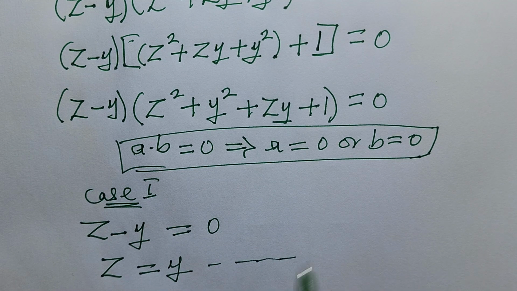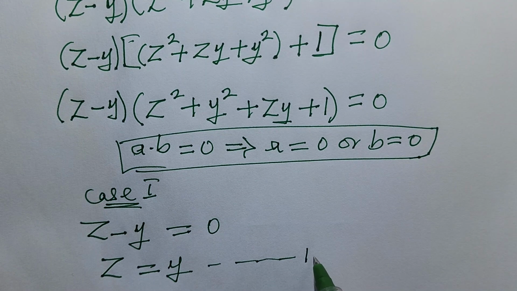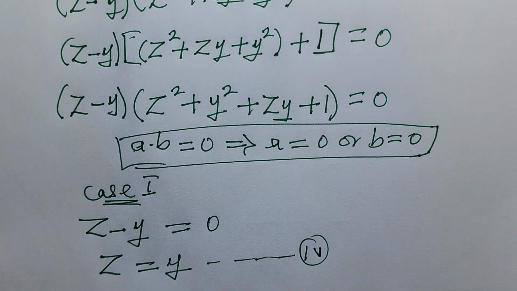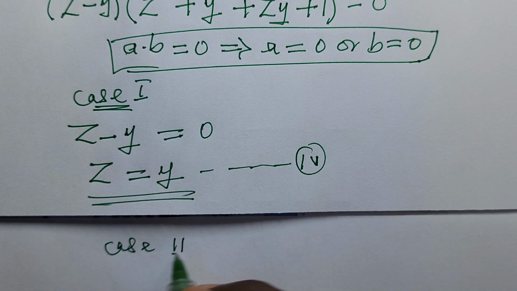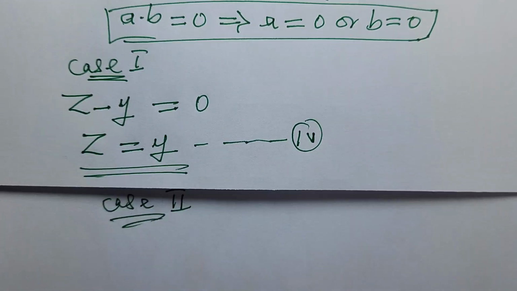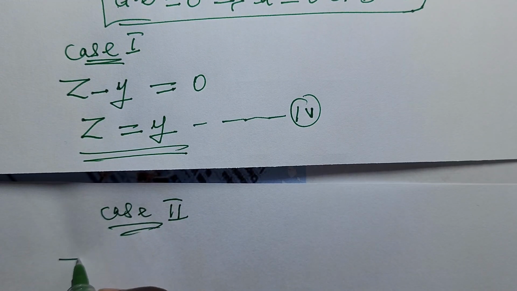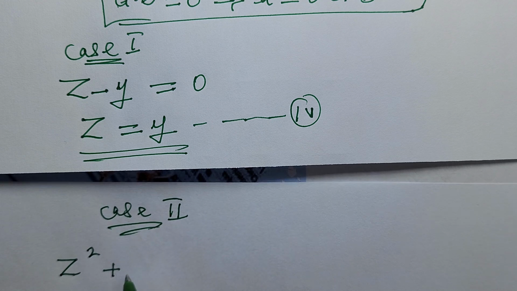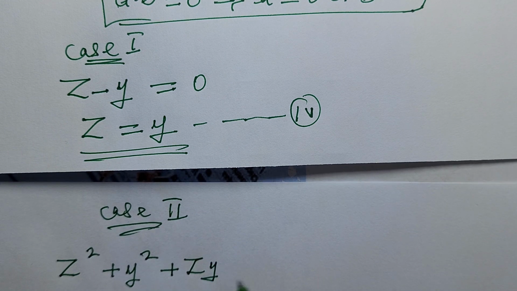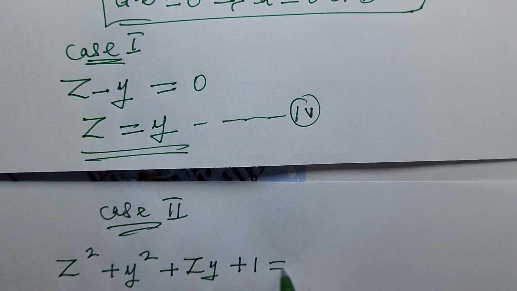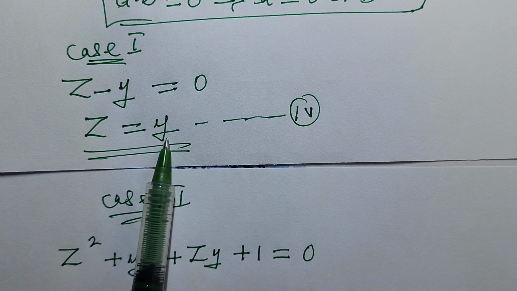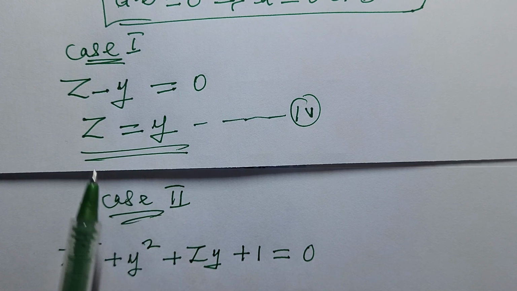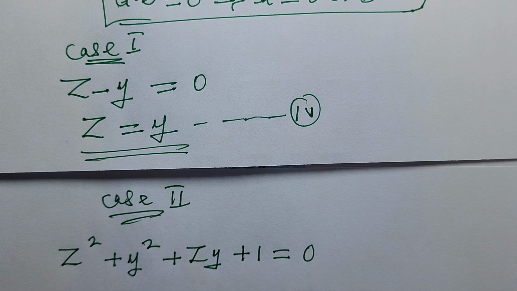Let's give this equation 4, because we have equation 3 there already. So let's give this equation 4 and hold this case 2. In case 2, we have z to the power of 2 plus y to the power of 2 plus zy plus 1 equal to 0. Now we've established that z is equal to y, so wherever we see z, let's put in y there.